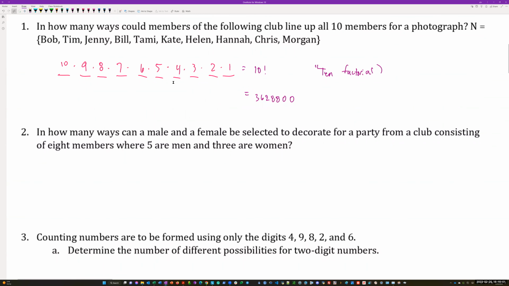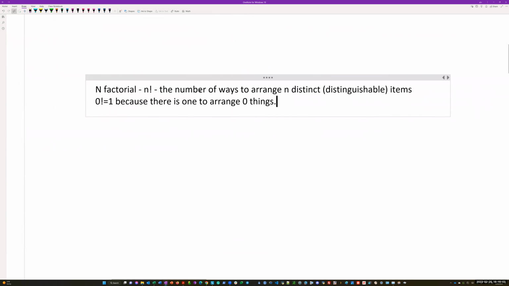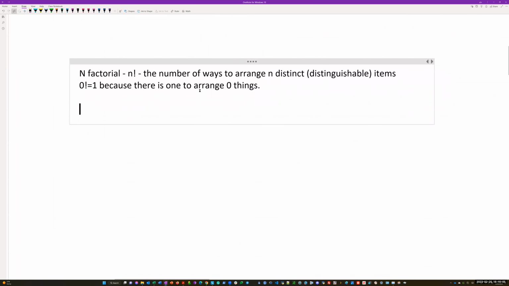All right, so this is 10 factorial here. So let's just go through a couple factorials quickly. What's 1 factorial? 1 factorial would be the number of ways you can arrange one thing in a line. What would that be? 1. 1 times, that's it, it's only 1.